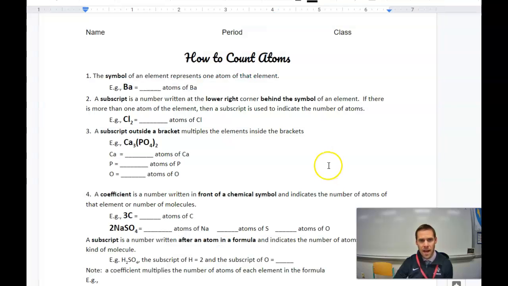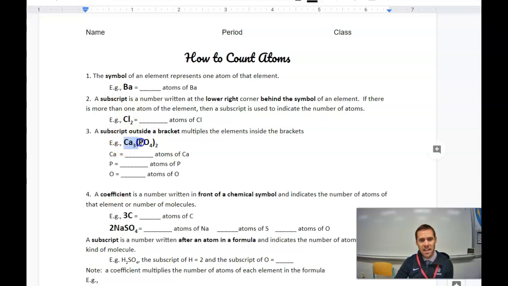So let's have a look at our assignment, how to count atoms. So a few different things that we want to know here. First of which is identifying an element symbol. You don't need to know what Ba is. However, you do want to know that every time that you see a capital letter in a chemical formula, you should know that we are looking at a different element.